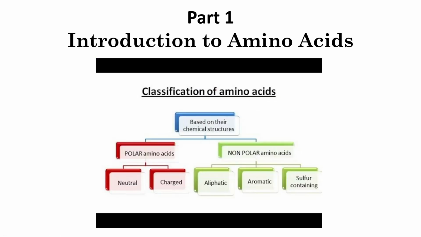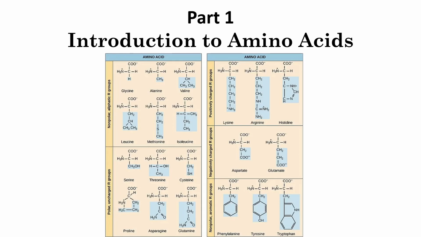They can be polar, non-polar, or acidic, basic, and neutral. The way we want to classify, we can classify in different ways. These are a few examples: non-polar, polar ones, positively charged, negatively charged, and aromatic ones.